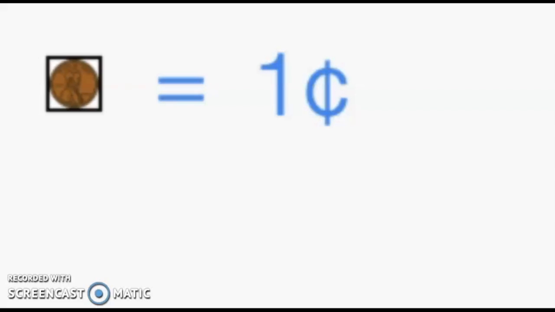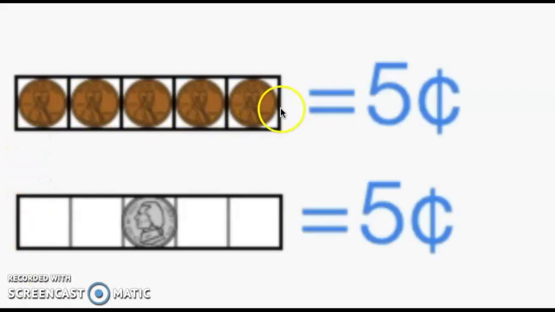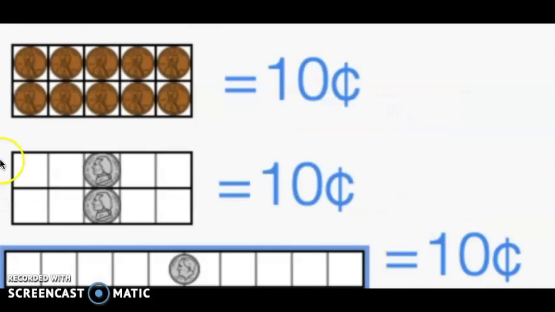We know that 1 penny equals 1 cent. 5 pennies equals 5 cents. 1 nickel equals 5 cents too. We know 10 pennies equals 10 cents. 2 nickels equals 10 cents, or 1 dime equals 10 cents too.